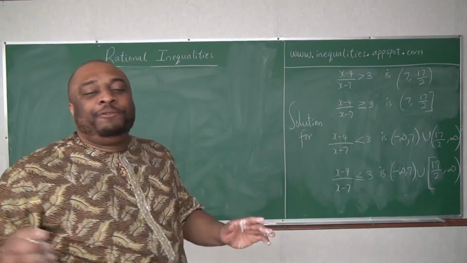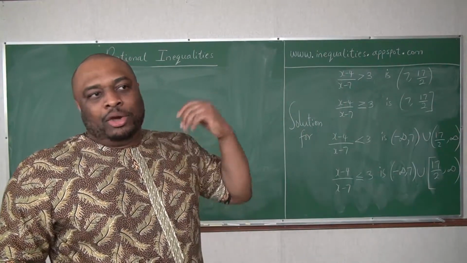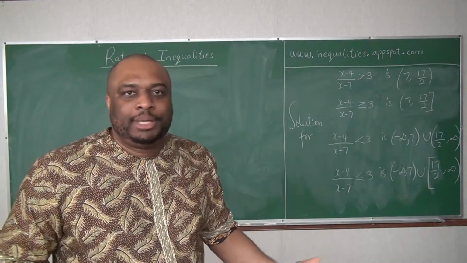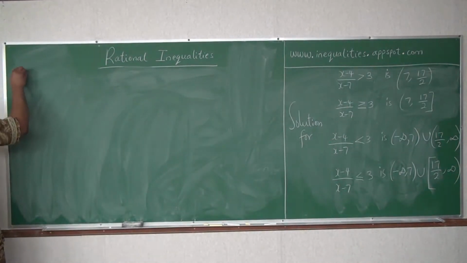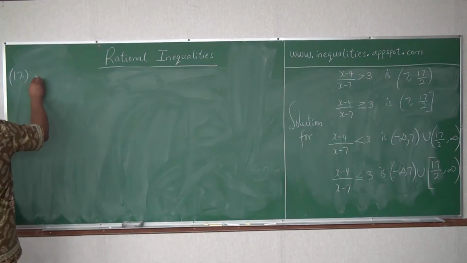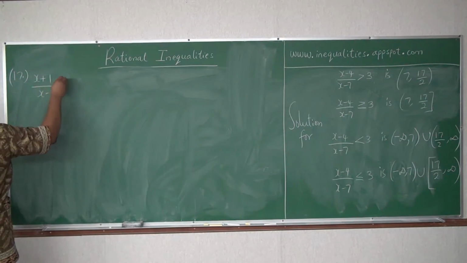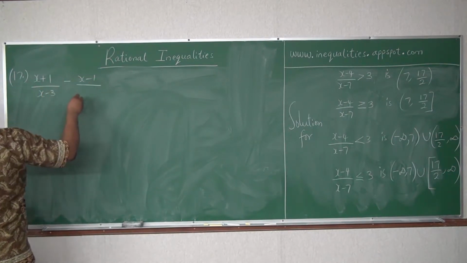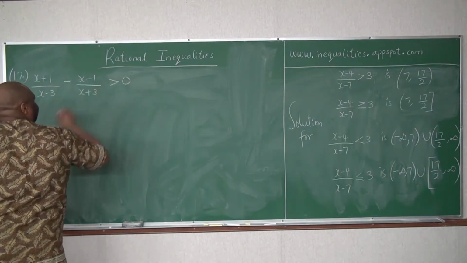If you are just joining us, this is the continuation, part 2. We just took a short break, and now we are continuing. Question 17. Here we have x plus 1 over x minus 3 minus x minus 1 over x plus 3 is greater than 0.